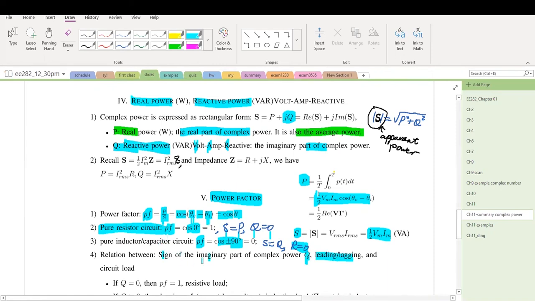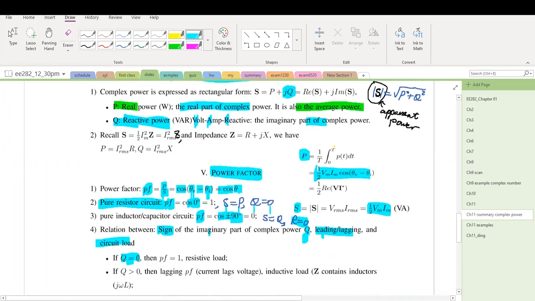Next, let's look at the three cases. The sign of the imaginary part of the complex power, which is the reactive power, tells the phase of the current relative to the voltage. If the phase of the current leads the voltage, we say the circuit is leading, otherwise it's lagging, and also the circuit load. So if Q equals 0, that's this case. If Q equals 0, the power factor equals 1, that's a resistance load.